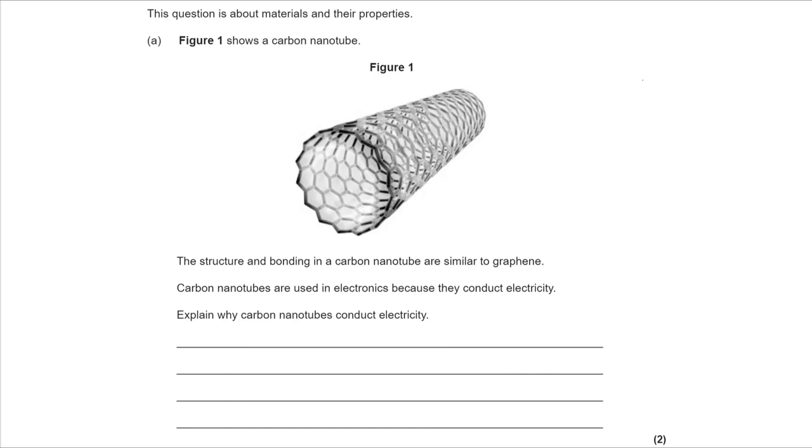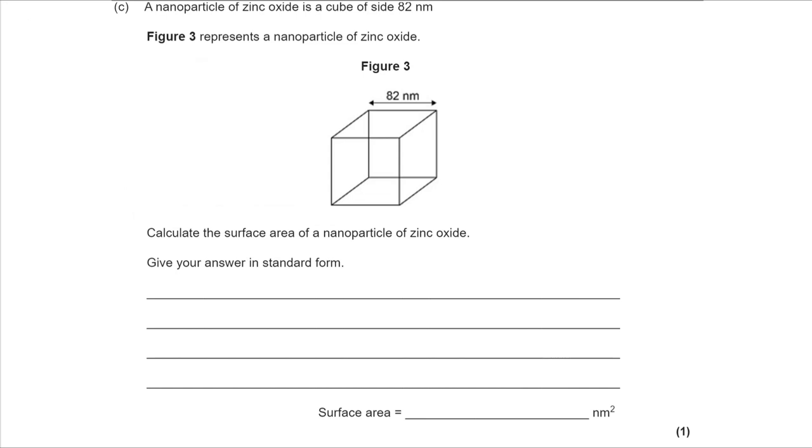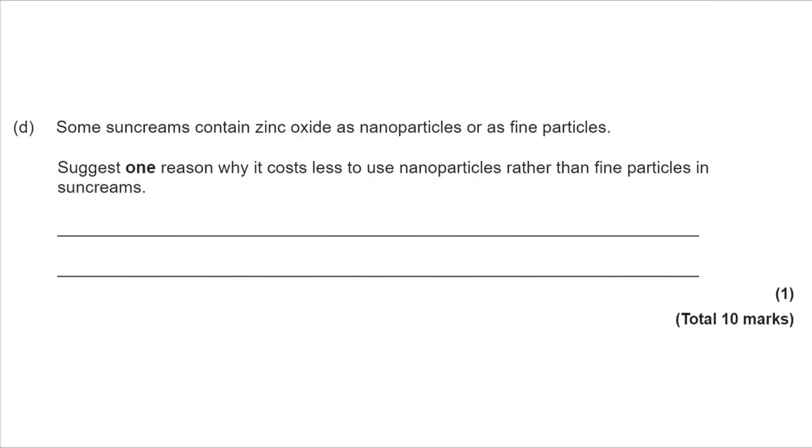This is an AQA GCSE chemistry question based on the bonding topic. Have a go at each section, pausing as you go, and then review your answers at the end of the video. Here's part A, part B, part C, and finally part D. And as you can see, this is a 10-mark question. So let's take a look at the answers.